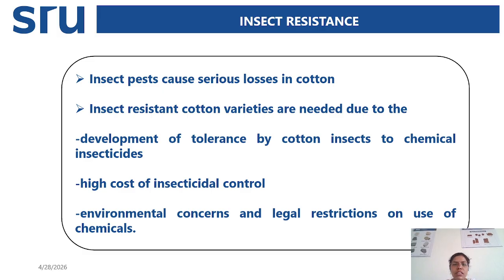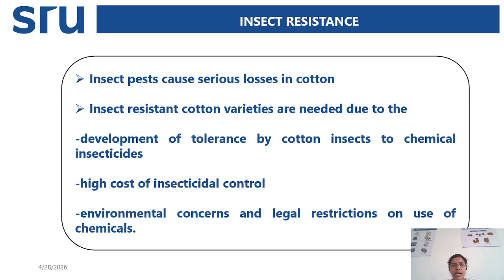Because of this, the cotton insects are getting tolerance towards the chemical insecticides, and because of that, the cost of the insecticides is also more. And because of these chemical insecticides, environmental concerns and legal restrictions are also more widespread. Because of this insect pest, there is a severe yield loss in cotton. So we have to develop varieties which have more resistance to the pest.